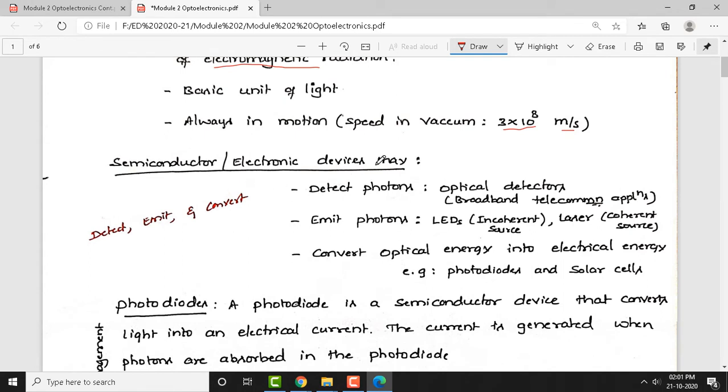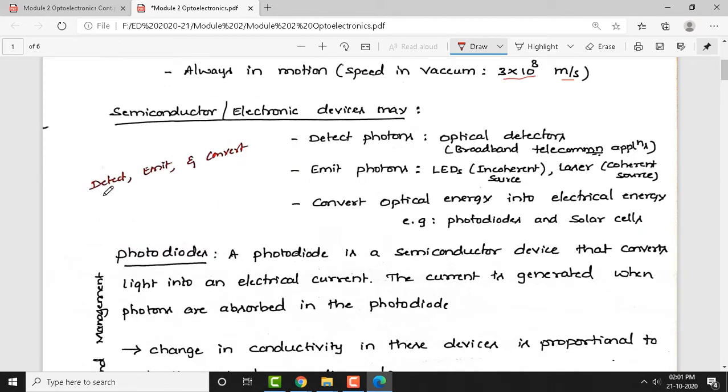These types of devices which are sensitive to photons are called optoelectronic devices. Generally, the semiconductor based optoelectronic devices can detect photons, can emit photons, and can even convert one form of energy to another form of energy.